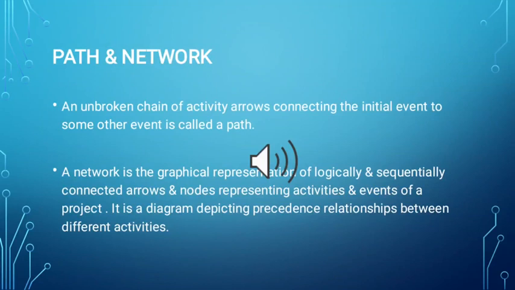Path on a network: an unbroken chain of activity arrows connecting the initial event to some other event is called a path. A network is the graphical representation of logically and sequentially connected arrows and nodes representing activities and events of the project. It is a diagram depicting the different relationships between different activities.